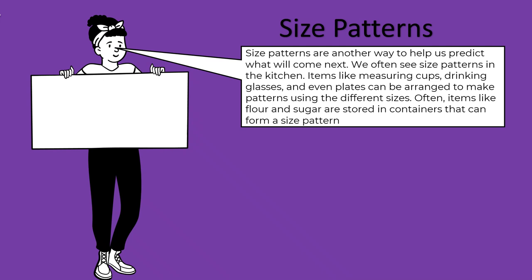We often see size patterns in the kitchen. Items like measuring cups, drinking glasses, and even plates can be arranged to make patterns using the different sizes. Often, items like flour and sugar are stored in containers that can form a size pattern.